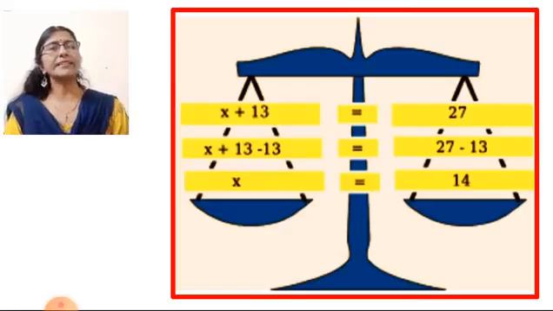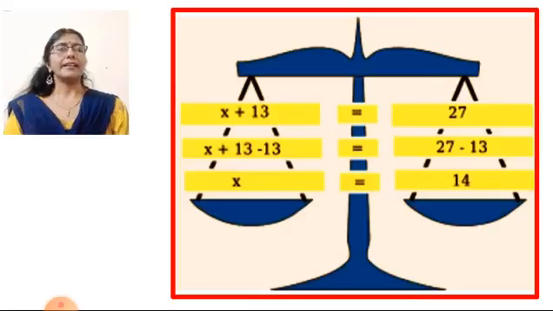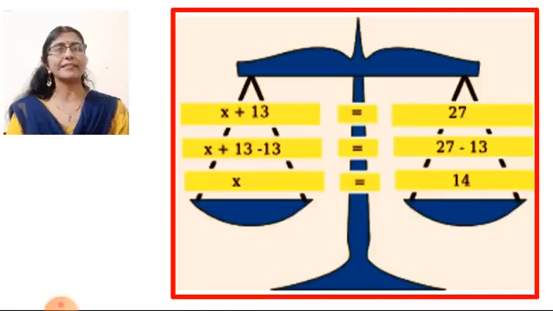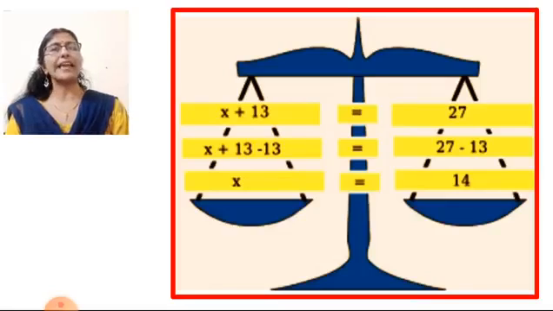Now let us take one more example here. You can see the question is x plus 13 is equal to 27. So now here with the variable x, 13 is added. So first we will remove this number 13 to get x. To remove, what will we have to do? We'll have to subtract 13 from both the sides, from LHS also and from RHS also of the equation.